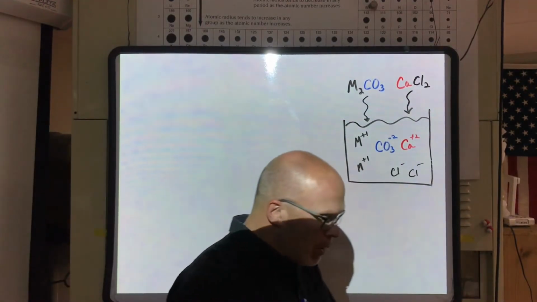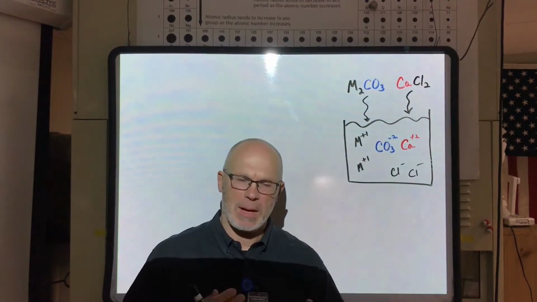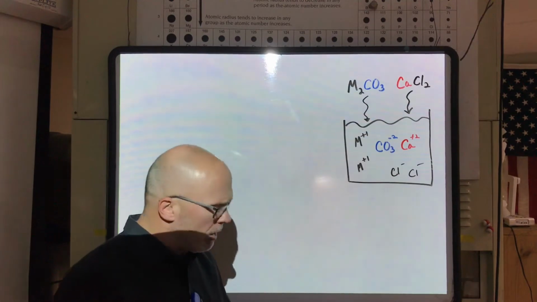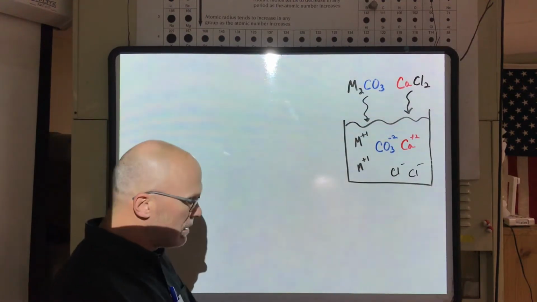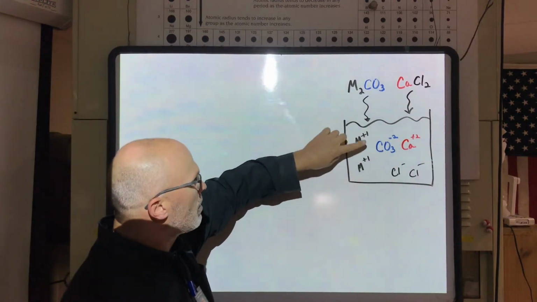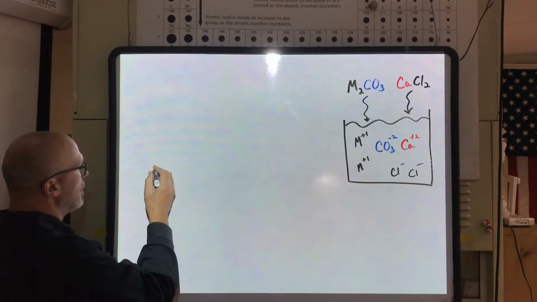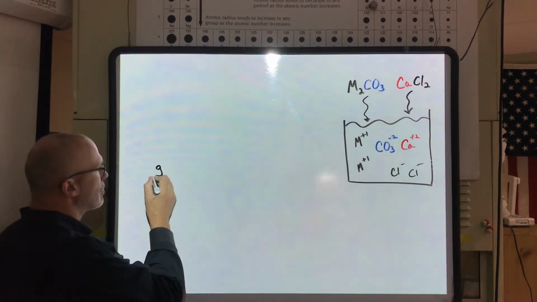So let's begin our review of the gravimetric analysis of carbonates, the calculations, and the possible errors in this lab. So real quickly again, what we did is we took an unknown metal carbonate, we dissolved it in water. Before we did so, of course, we took its mass, we took its grams, okay?